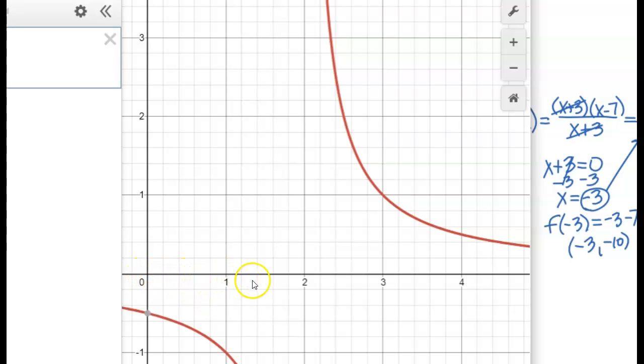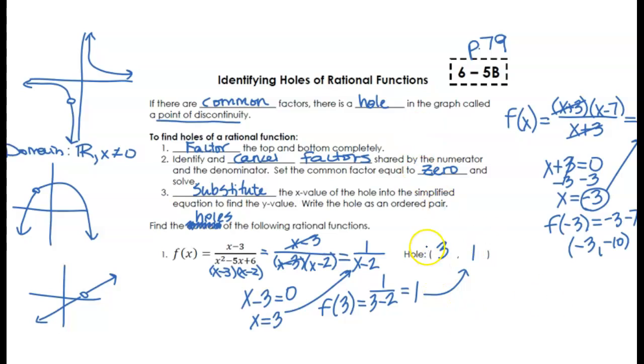But if I go over to 3, comma 1, and I click, get it actually on. There we go. Do you see that? What does that say? 3 comma undefined. So (3, 1) is the location of the hole, but when I actually go to that point on the graph, it says it's undefined because there's a hole there. So that's what it would look like if you checked it in some kind of software. It looked like it was undefined, but the location of it is (3, 1).